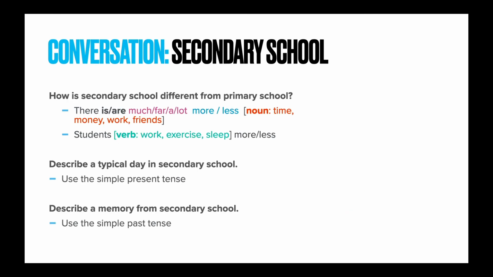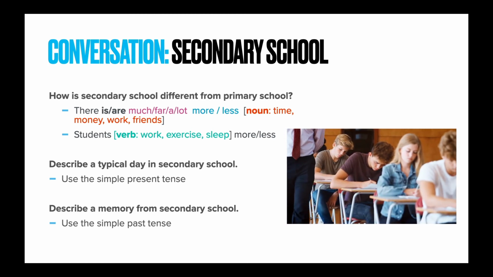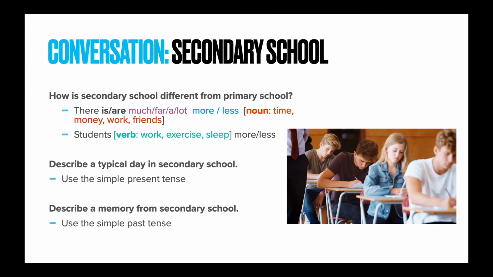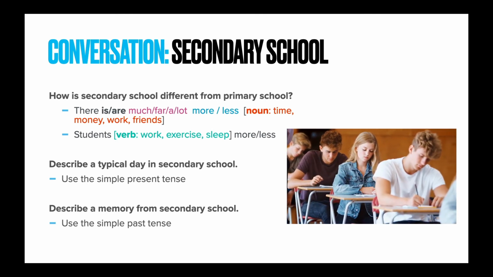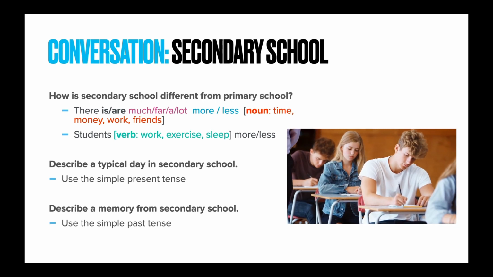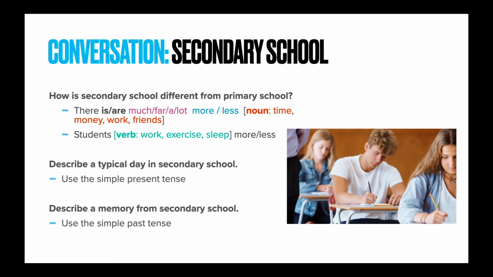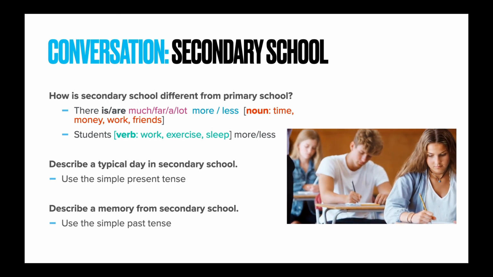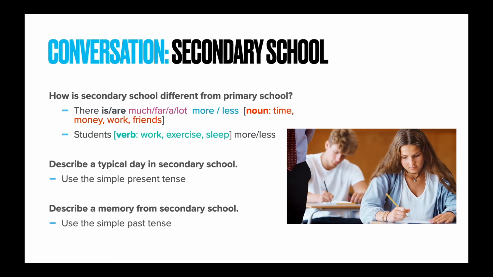Our next conversation topic will be secondary school. So in our first prompt, we're going to answer the question, how is secondary school different from primary school? To answer this question, you can use these formats, like there is or are, and you would use is with a singular subject or are with a plural subject. So for example, there are more books in secondary school, or there is more homework in secondary school.